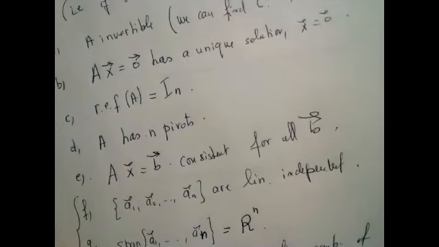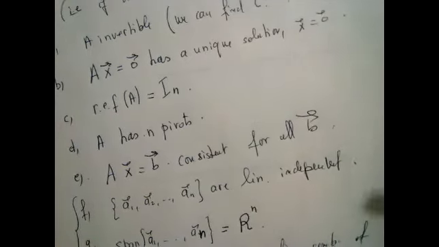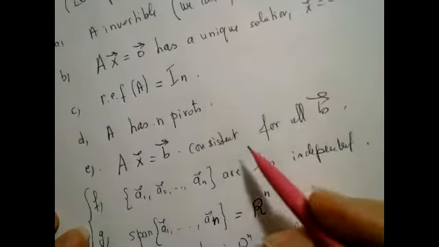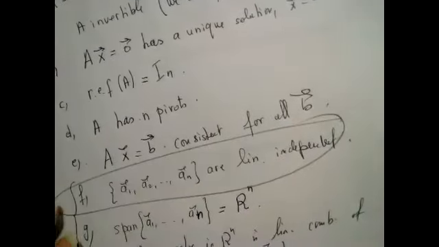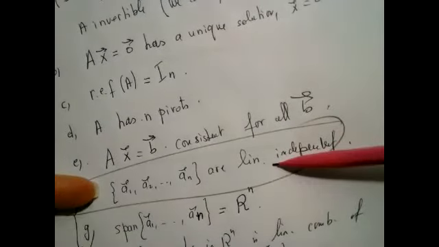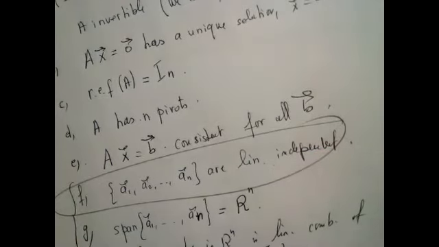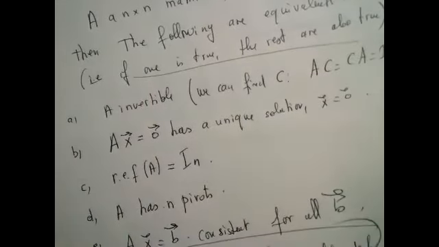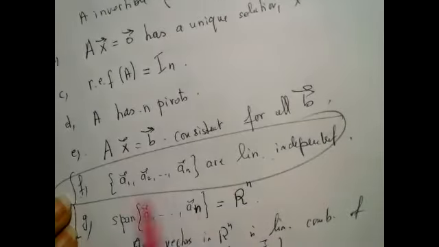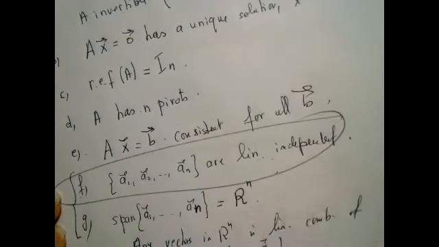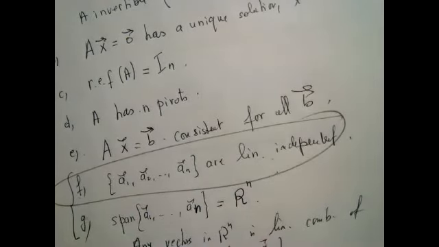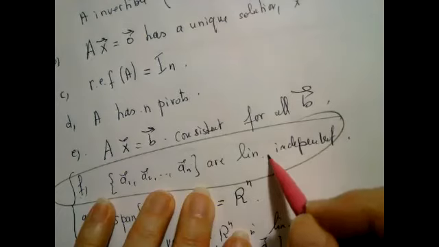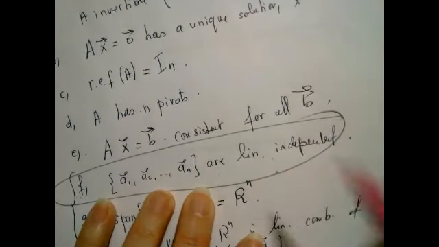Now, the following are equivalent means that if I pick any of the properties, suppose I pick this one, if the columns are linearly independent, then all the rest will have to hold. So the following are equivalent means if any of them is true, the rest are true. If you know that the columns are linearly independent, everything will follow. And suppose I assume linearly independent, why does everything follow?